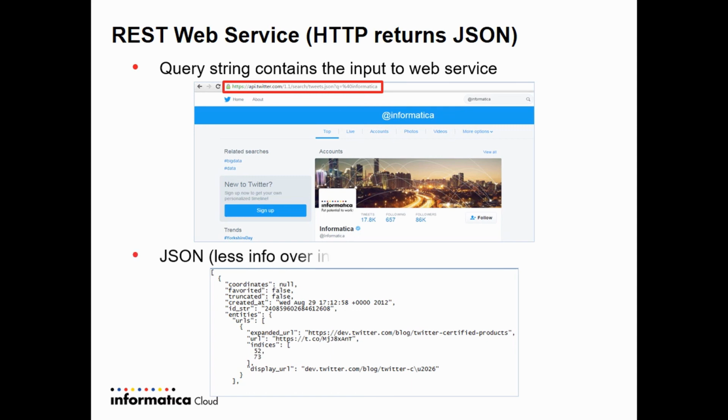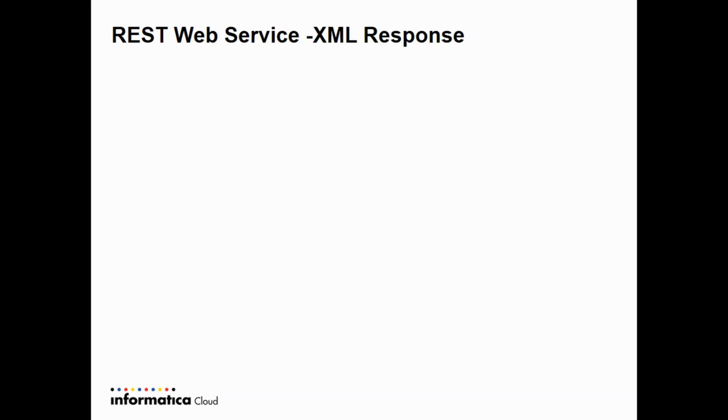JSON is lightweight and transfers less information about the data being transferred over the Internet. This provides better security to data transfer, and hence JSON is preferred over XML. Note, the advantage of using Informatica Cloud is that it supports response in the JSON format, which is not yet supported by the PowerCenter. The REST web services can return response in XML or JSON format.